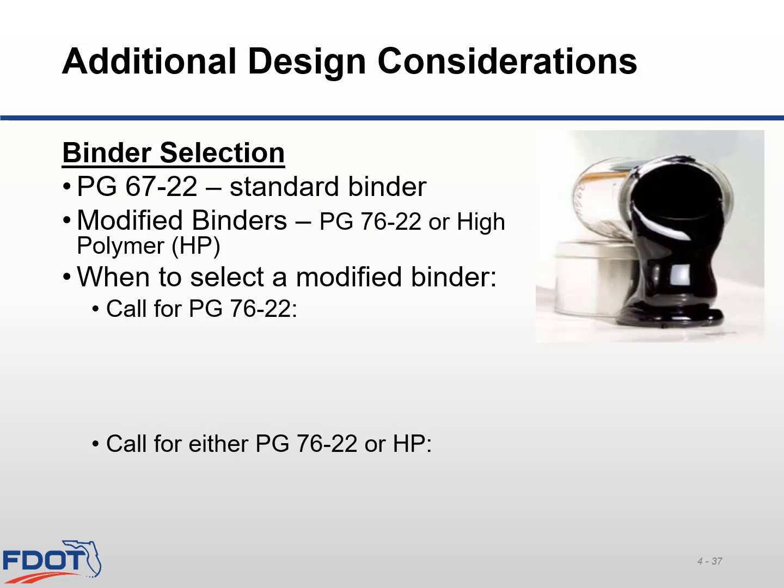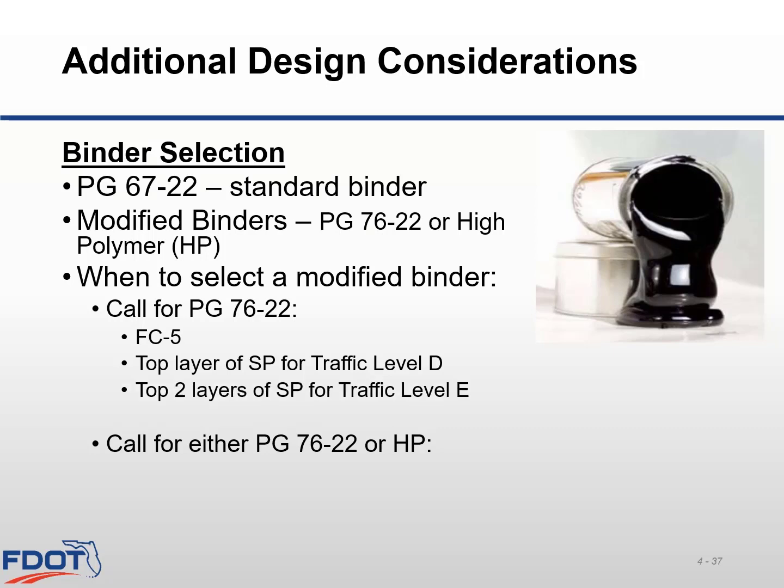You'll need to call for a PG 76-22 binder where an open graded friction course, so FC-5, is used. In the top layer of structural course on roads that are traffic level D, which is a design ESAL range of 10 million to less than 30 million. It's used in the top 2 layers of structural course for traffic level E, which is a design ESAL of 30 million or greater. And it's used in FC 9.5 and 12.5 for traffic levels A through C, which is a design ESAL range that's less than 10 million.